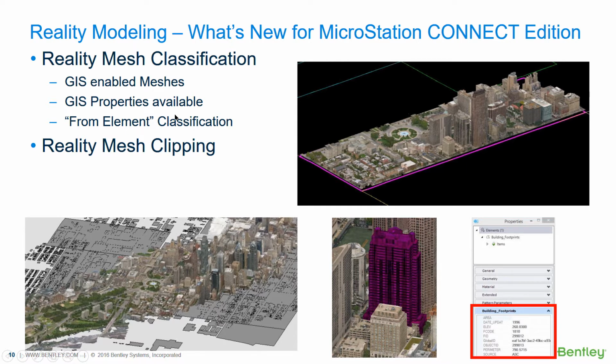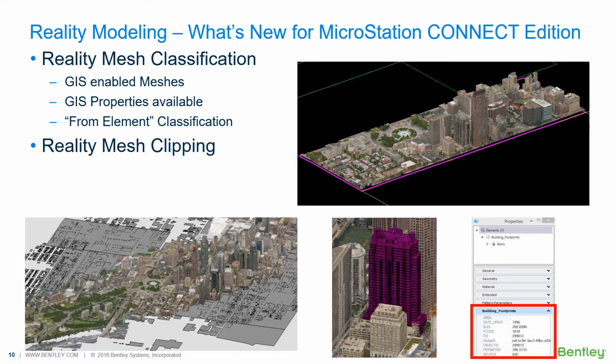This provides us the ability to identify individual objects within the mesh, like a specific building here. Not only that, but we can actually also get all of the GIS properties that go with that particular building. So not only do you get the ability to individually select objects in the reality mesh, but you also get all of the properties. In addition, we provided a new reality mesh clipping tool to clip out the area of interest, so you can work with a small area of the mesh and do your work in a tighter, more focused method.